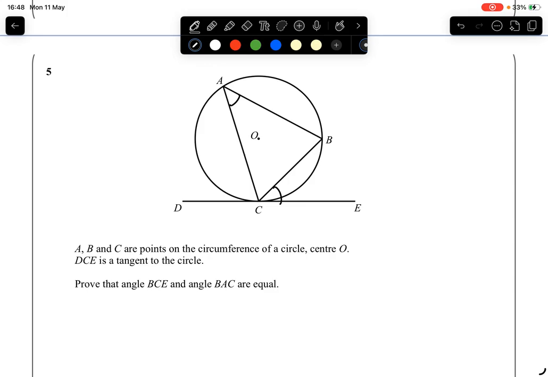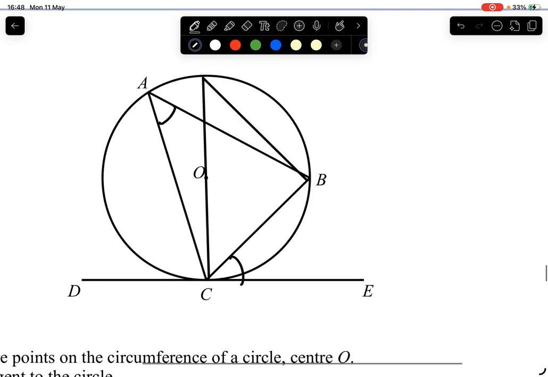To do so, I'm going to draw a diameter here. So I've got a diameter going from the very bottom of the circle where my tangent meets, through the centre, all the way to the other side. Then from that diameter, I'm just going to draw an extra line here that meets at B so that we have two angles in that same segment. Just adjust the position of that slightly. There we go.